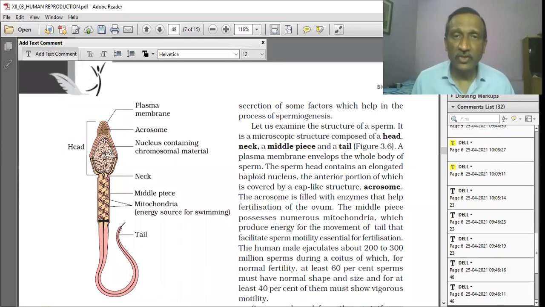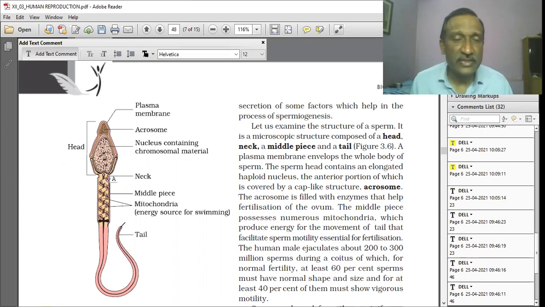The nucleus contains one set of chromosomes, that is, gametes are always haploid, so the nucleus of the sperm is also haploid. Just beneath this portion you can see a dot-like structure. This is the centriole. The sperm has its centriole, and the egg will have its own.